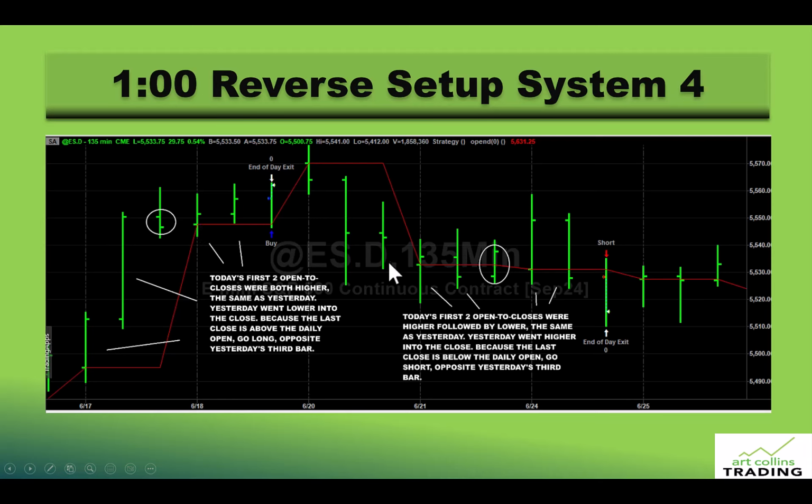is. All right. Here you have the first bar was higher, the second bar was lower. I'm sorry, this would be today. First bar is higher, second bar is lower. That matched yesterday, higher, lower. Market went higher into the close, so today we're betting on it going lower. And we can do that also because of the filter that the close has to be below the 8:30 open.